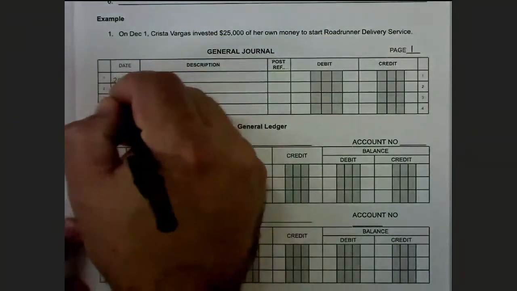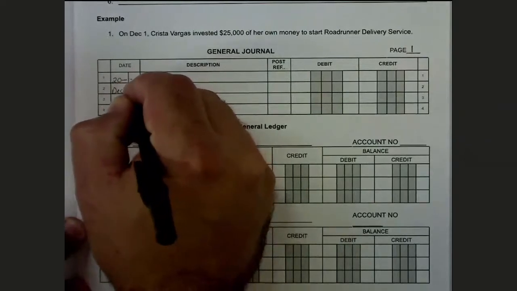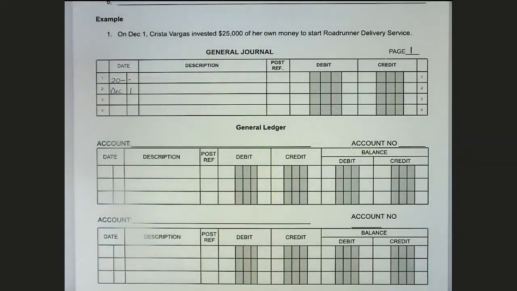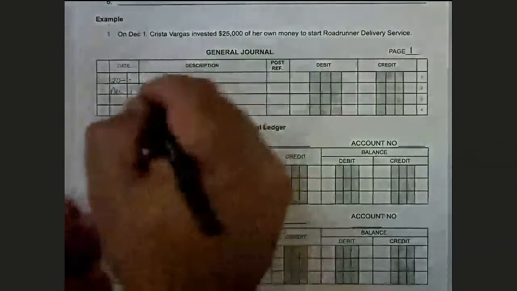The month, December 1st. Okay, in this transaction, what account is going to be debited? Because debits get listed first. Cash in bank, as cash in bank is increasing.